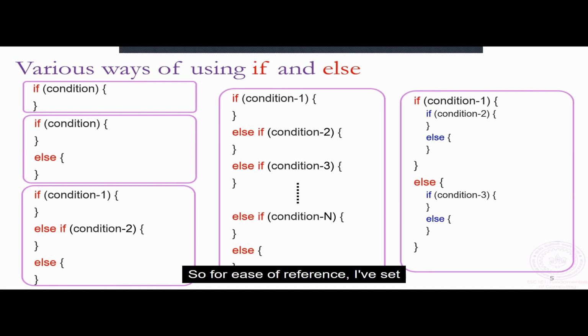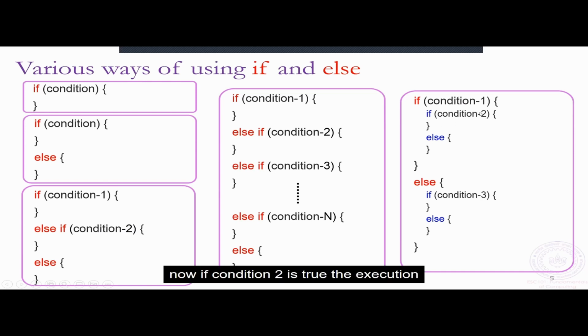So for ease of reference, I've set the first level conditional as in red, and the second level conditional is marked in blue. So what will happen? If condition 1 is true, then the execution of the code will enter into this block inside the big braces that I have up here. Now within this, there is another check. Here we ask the question if condition 2 is true.